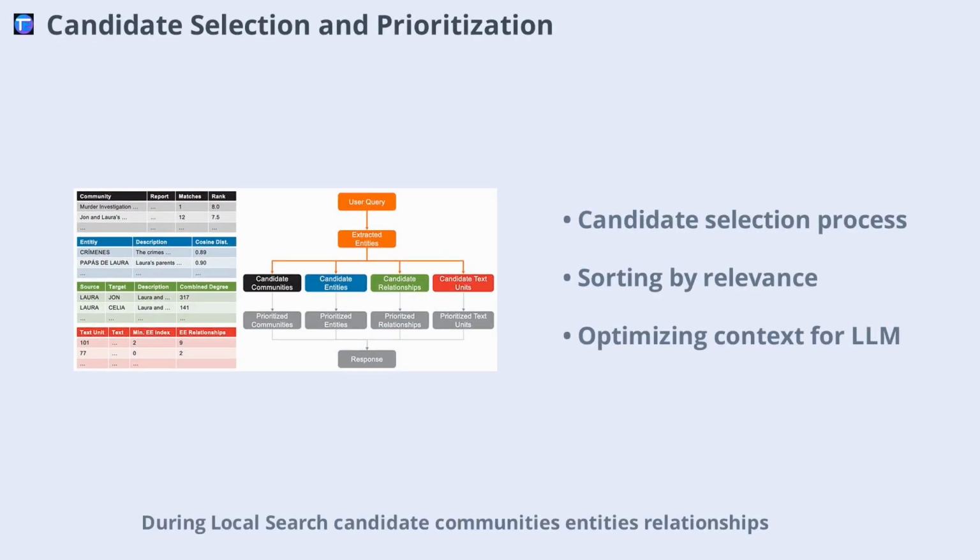During local search, candidate communities, entities, relationships, and text units are selected based on their connection to the extracted entities. Each type of candidate is sorted differently: communities by matches and rank, entities by semantic similarity, relationships by network type and degree, and text units by entity order and relationship count. This careful prioritization ensures that the language model receives the most relevant context, maximizing the quality of the generated answer.